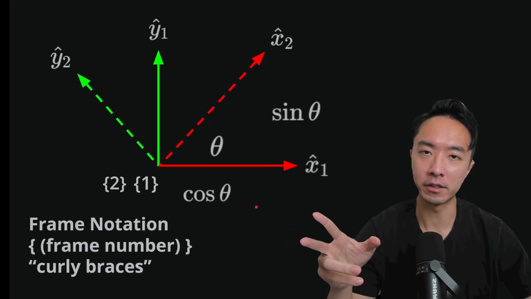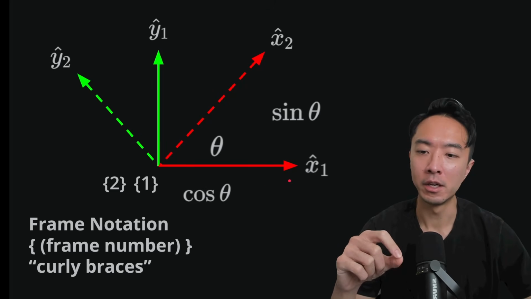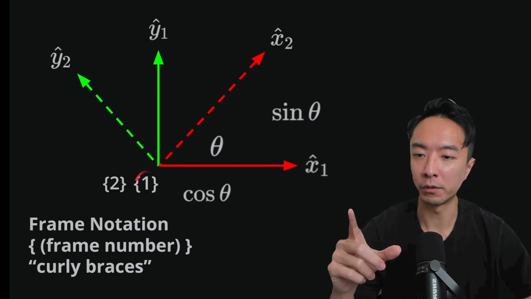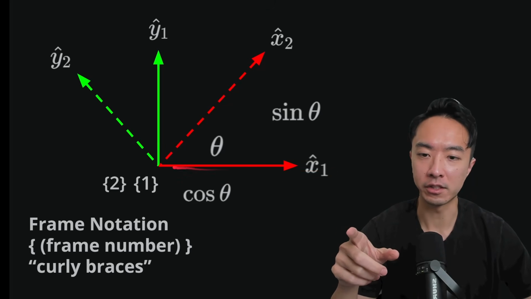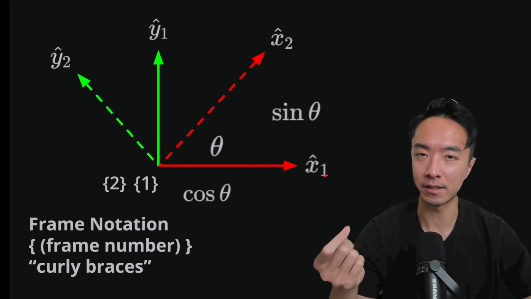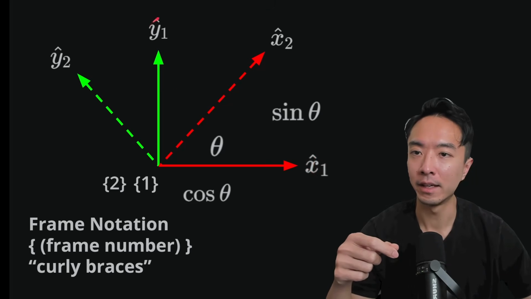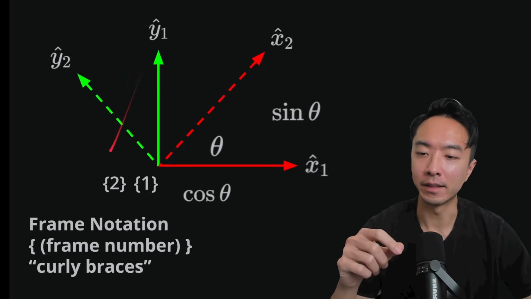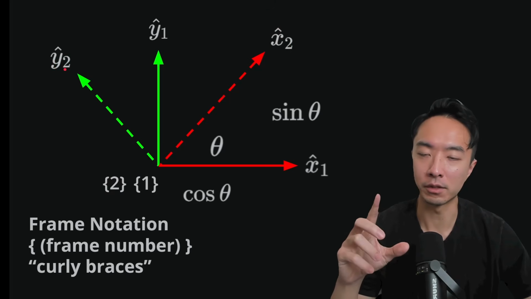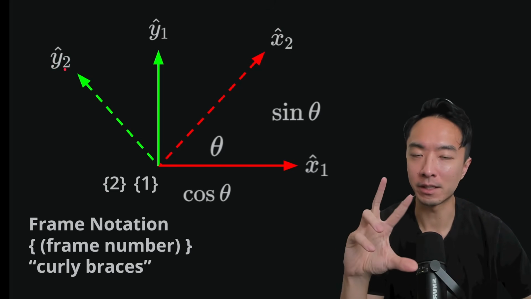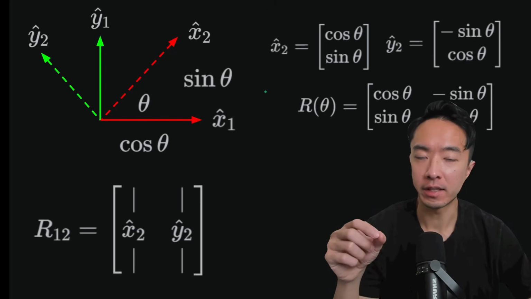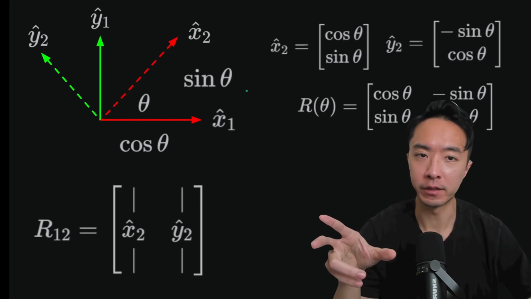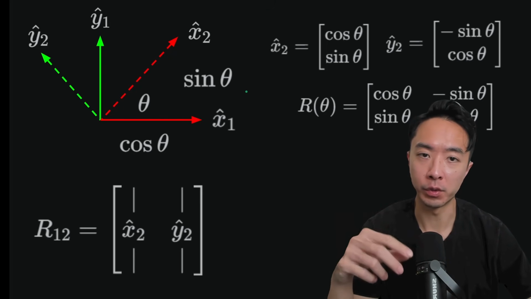So this right here is a 2D example. We have one frame, which we call frame 1 with the curly braces. This is shown using the solid lines. For the x-axis, we have x1 hat and y1 hat. And the second frame, frame 2, this is x2 hat and y2 hat. So the idea is this frame has been rotated by an angle theta. So now the question is, how do you express this rotated frame relative to the original frame?